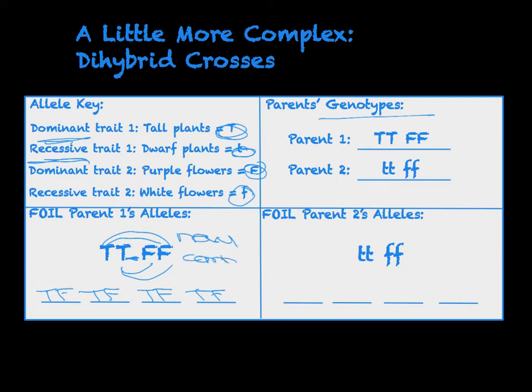The same goes for FOIL with your parent 2. So you FOIL again, that goes there. This t goes to that f, and this t goes to that f. You essentially get tf for all of them. And so that's essentially how you get your new combinations so that you can put this in your dihybrid cross.